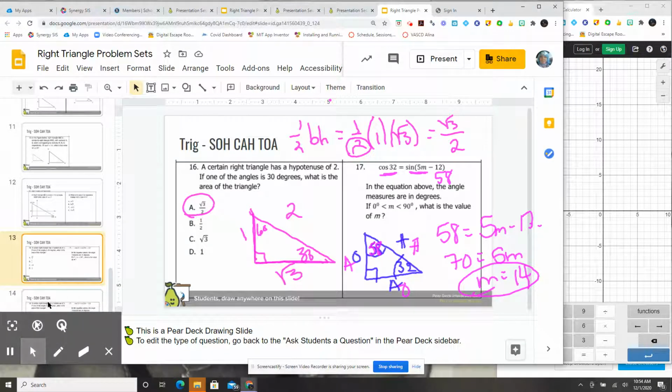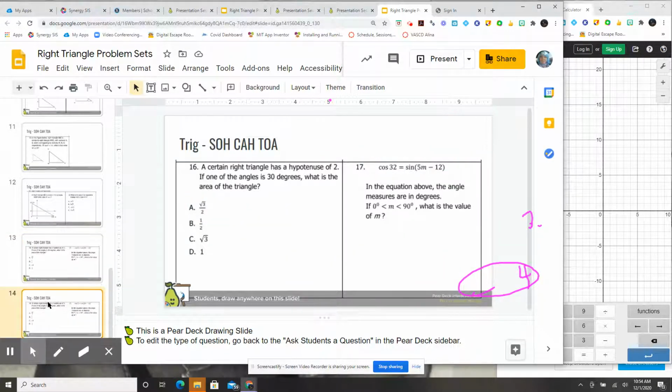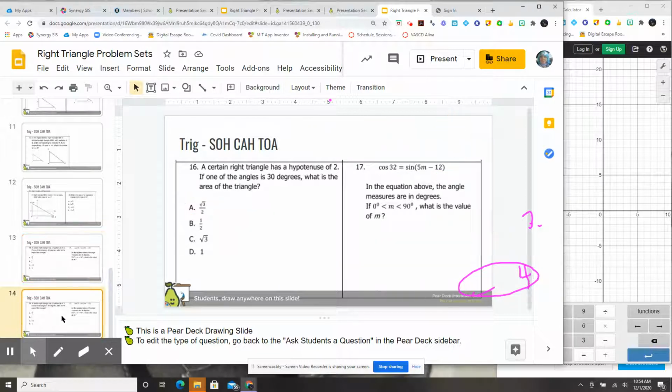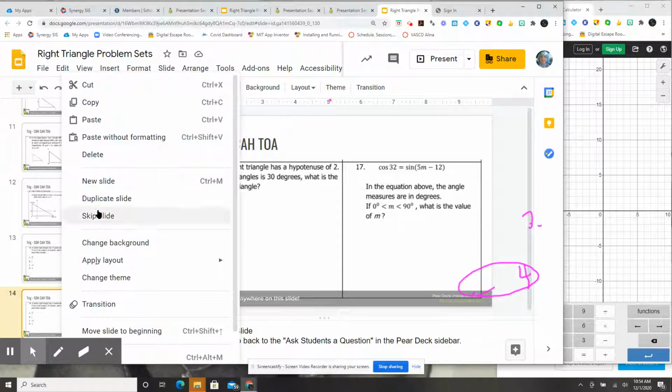It's a tough one. I didn't teach you guys that. In a certain right triangle, the hypotenuse, is that the same exact question? 30 degrees, cosine 32. Hey, we don't even need that slide. Let's delete that.